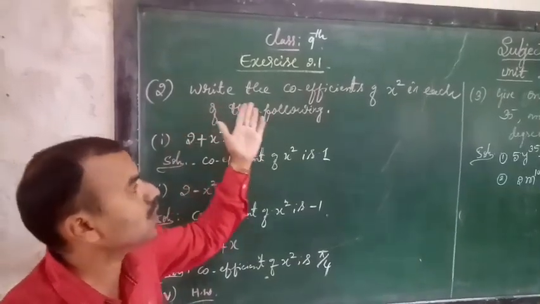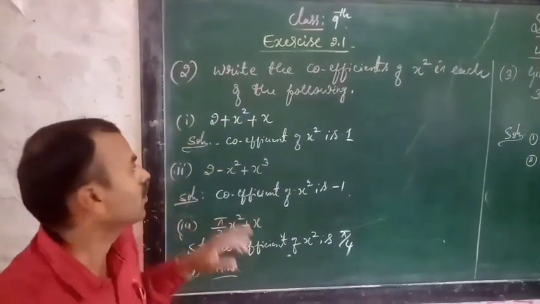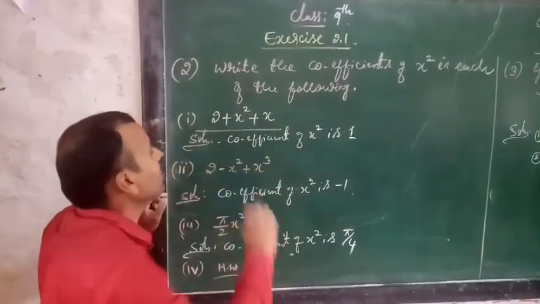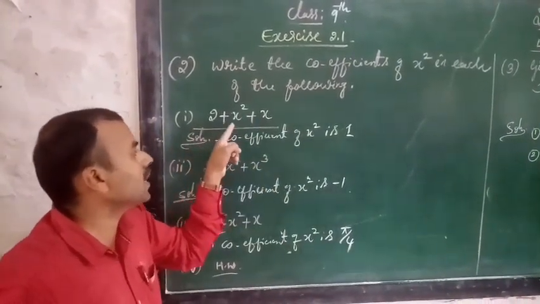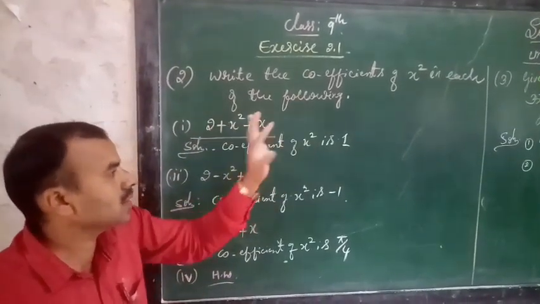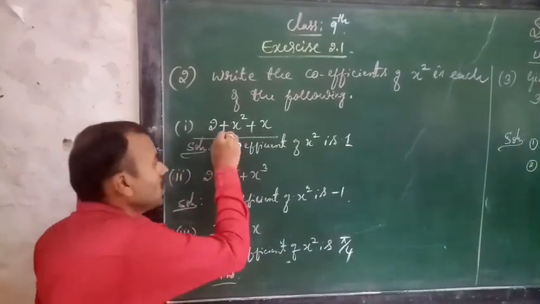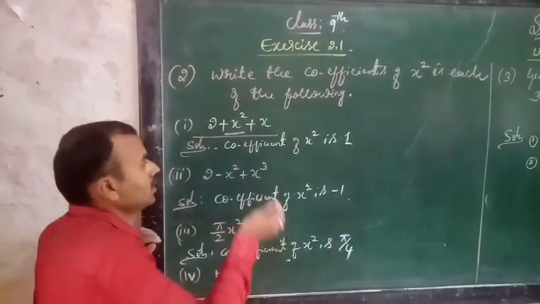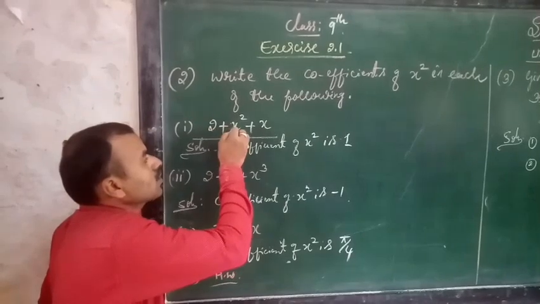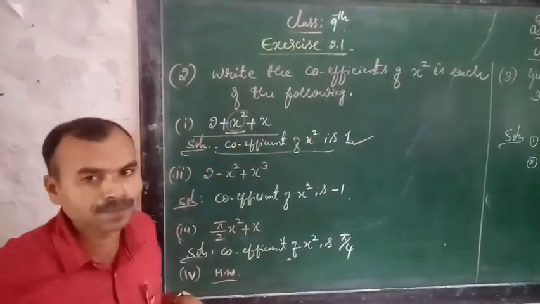Second one, write the coefficients of x square in each of the following. Next, polynomial 2 plus x square plus x. Coefficient of x square. Here write the coefficient of x square, only the coefficient of x square. The number which is multiplied with x square, that is 1. Here the coefficient of x square is 1.